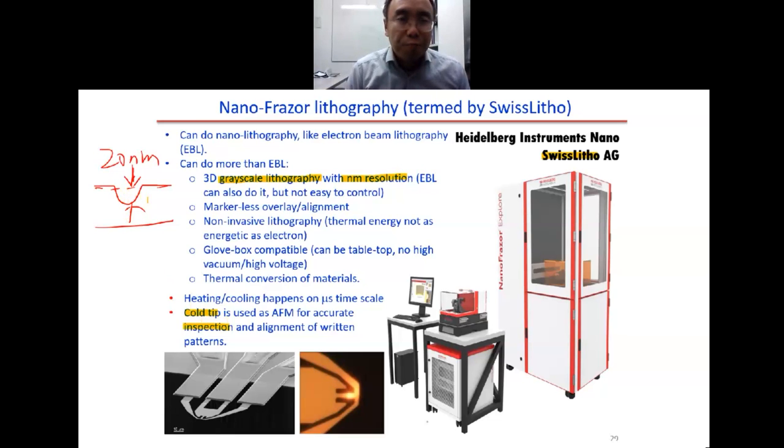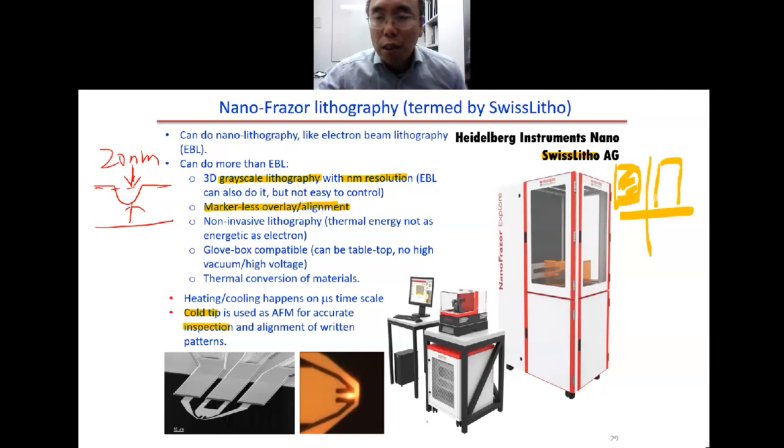In markerless overlay alignment, you do not need to put any alignment mark. We know that for the normal optical lithography, we need to put this kind of thing as the alignment mark on the wafer. Then you put the counter pattern, complementary pattern, on the photomask. You align the four squares with the cross. This is what you do for the optical lithography.